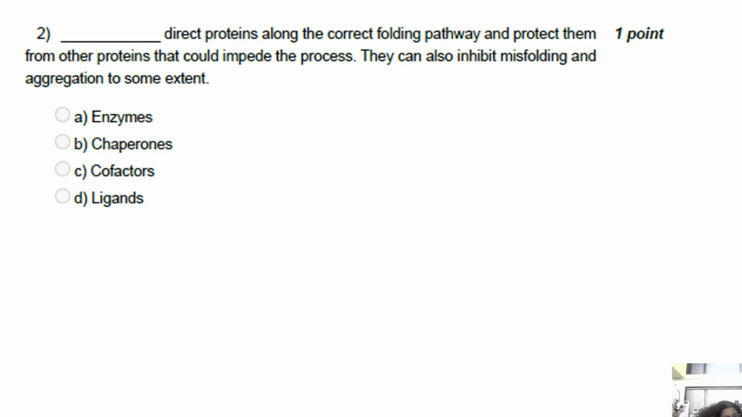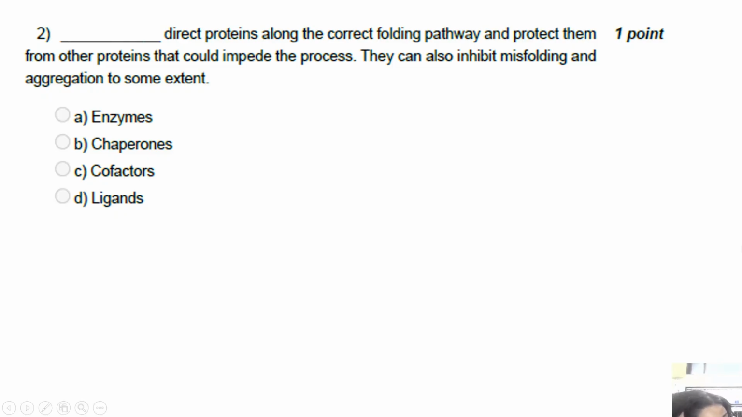Dash direct proteins along the correct folding pathway and protect them. What directs proteins along the correct folding path and can protect them from other proteins that could impede the process? They can also inhibit misfolding and aggregation to some extent.